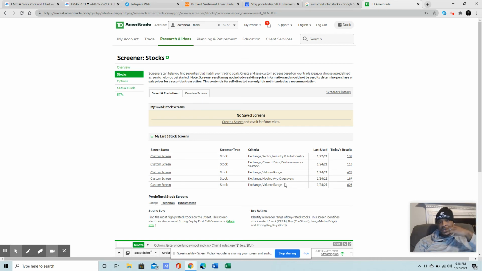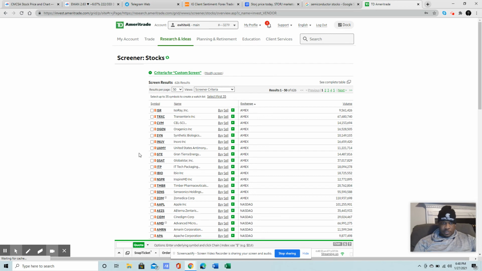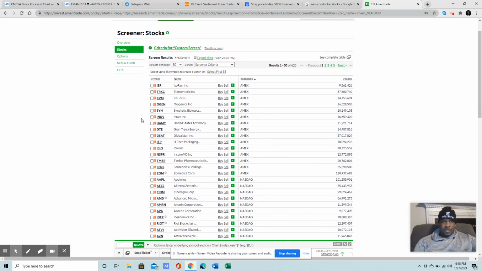customized screenings. I got current price performance versus the S&P 500. I got volume range. So let's see what that is. I forgot what that one's about. What is this? I think I did a certain volume. I wanted something in the millions of volume, but I don't know what my actual criteria was. I need to go back and look and see.